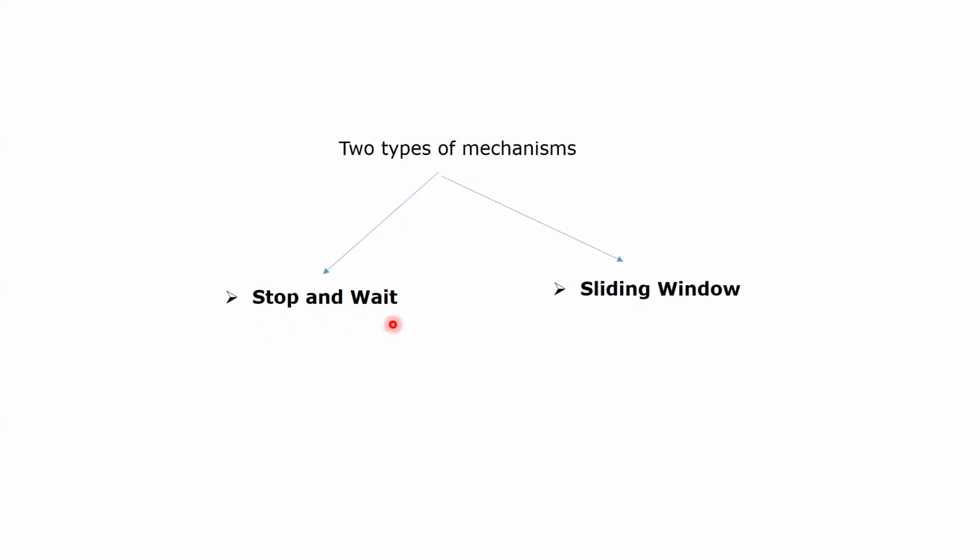So one is stop and wait. Let us go through stop and wait first. Stop and wait flow control. Coming to this stop and wait flow control, the sender needs to get the acknowledgement from the receiver. So I'll share you a sample here.